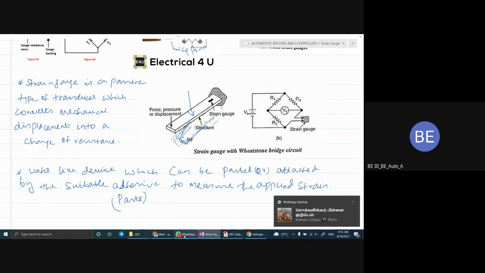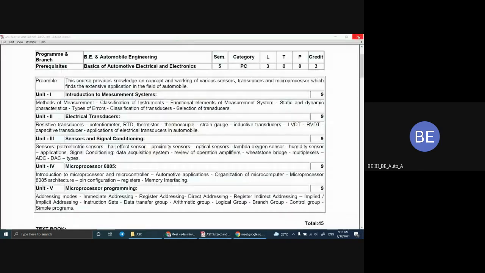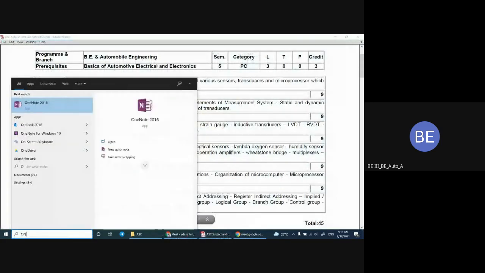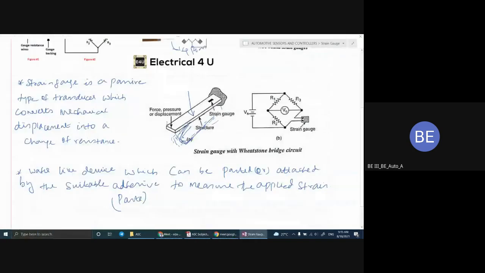Now, so there will be a bend like structure. When we apply some strain or stress, there will be some deformation. Whenever we get a deformation on the strain gauge, the stress is occurring, or due to stress some deformation is occurring. Also, this stress will cause an increase in the resistivity.